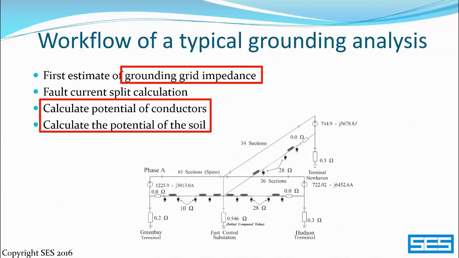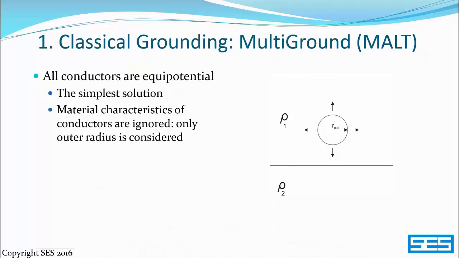The first level grounding calculation is referred to as classical grounding. This is what we call MultiGround at SES, and the grounding module is called MALT. At this level, the grounding calculation assumes all conductors are equipotential. This means that they're basically superconductors energized in DC. The reason the assumption is made is because it frankly just makes the calculations far simpler. The material characteristics of the conductors are completely ignored.